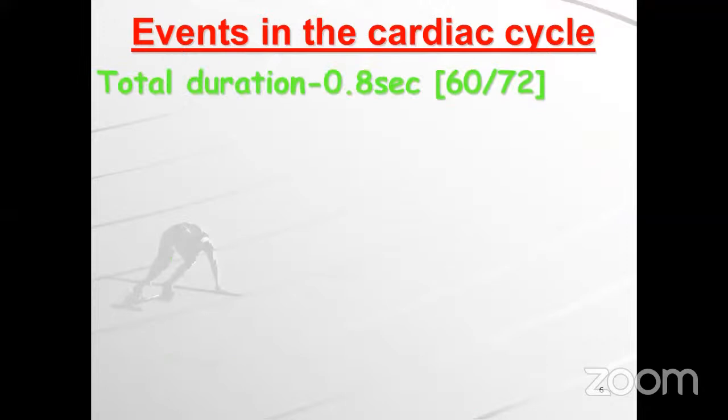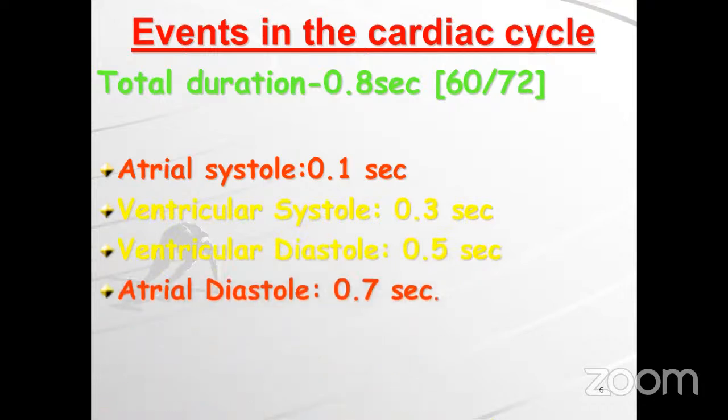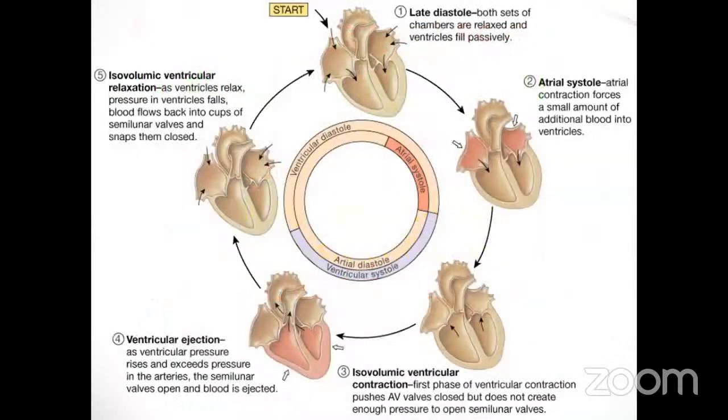The total duration of the cardiac cycle is around 0.8 seconds, if the heart beat is 72 per minute. The atrial systole is 0.1 second and ventricular systole is 0.3 second, ventricular diastole is 0.5 second and atrial diastole is 0.7 seconds. So this is the cardiac cycle in schematic representation.